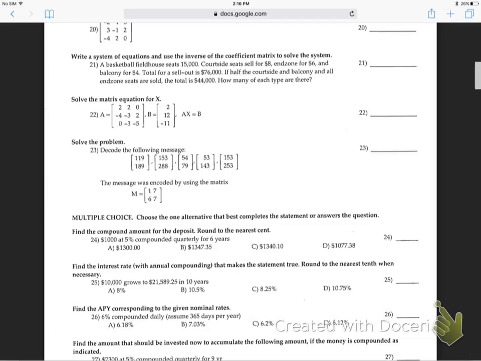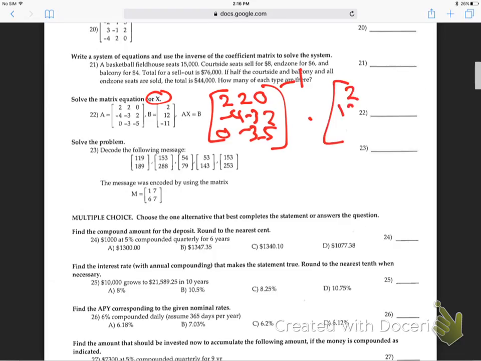Let's see this one. Okay, yeah, so 22. How do you solve for x here? Yeah, you take the 2, 2, 0, -4, -3, 2, 0, -3, -5, and do the inverse of it times the B matrix. And just do it on your calculator, right? Yeah, that's right. Does that make sense? It's the inverse of A times B.